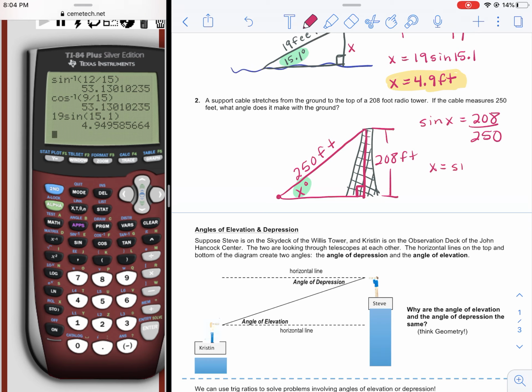Again, when we're trying to find a missing angle, we use the second button on the calculator. We're going to do inverse sine of 208 divided by 250, so second sine of 208 divided by 250. And you should get 56.3 degrees. When you're looking for an angle, you're going to label it with degrees.